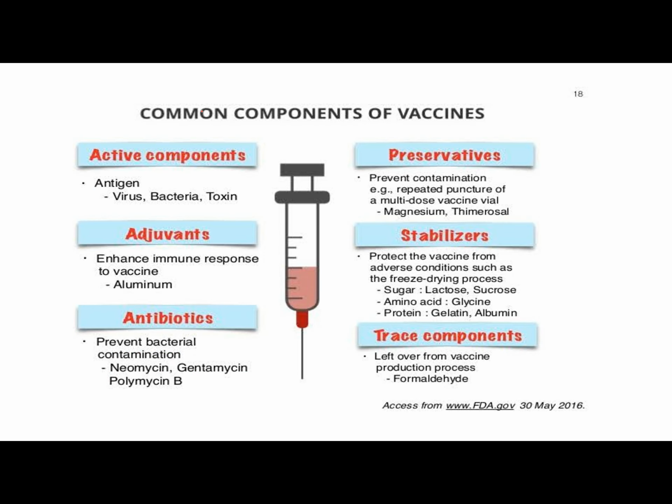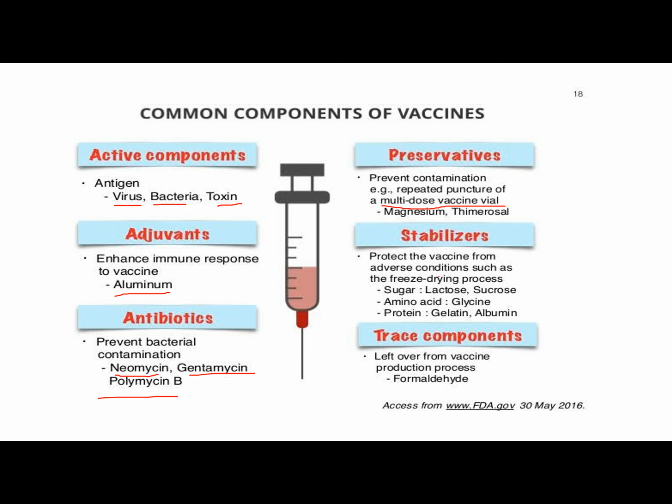And these are the common components of your vaccine. So there are active components. It could be the antigen, such as a virus, bacteria, or a toxin. Then the adjuvant, which would enhance the immune response to vaccines, such as your aluminum. Antibiotics to prevent bacterial contamination, such as your neomycin, gentamicin, and polymyxin B. Preservatives would prevent contamination, such as from repeated puncture of a multi-dose vaccine vial. Magnesium and thimerosal are preservatives.